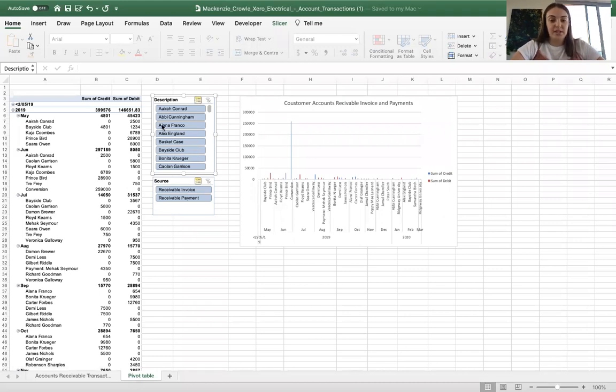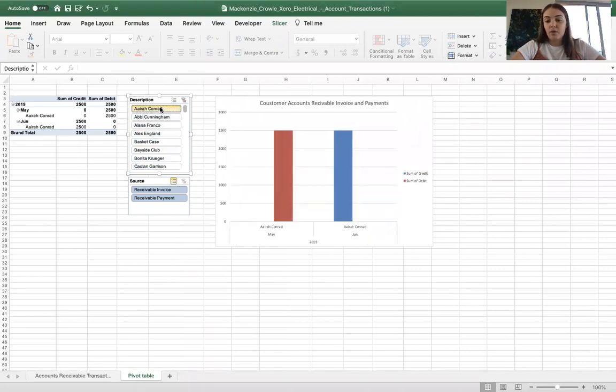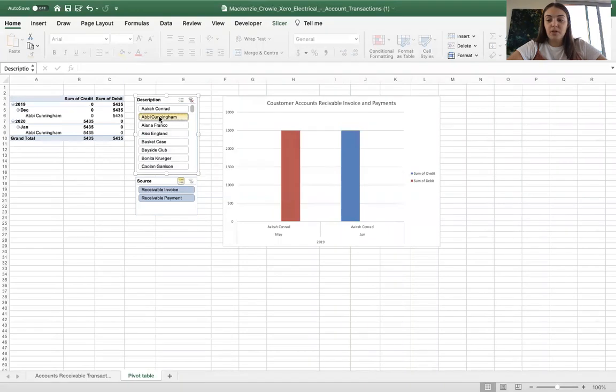However, if we select just one of our customers, we can see that the invoice was sent out in May and they paid in June, as did this customer, who the invoice was sent out in December 2019 and they paid the invoice in January 2020.